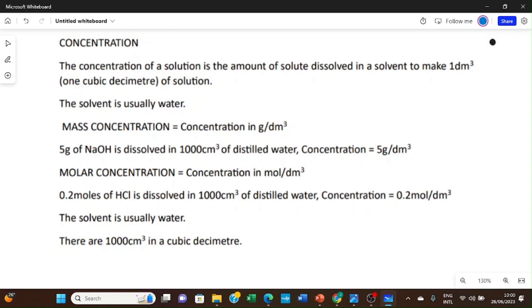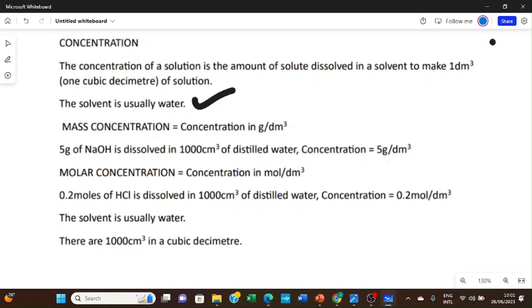When we talk about concentration, the concentration of a solution is the amount of solute dissolved in a solvent to make 1 dm cube. Just as I explained in my previous slide, we dissolve 4.240 gram of sodium carbonate in 250 cm cube, which is equivalent to 8.480 gram in 1000 cm cube. The solvent is usually water. Water is a universal solvent because it can dissolve many substances.